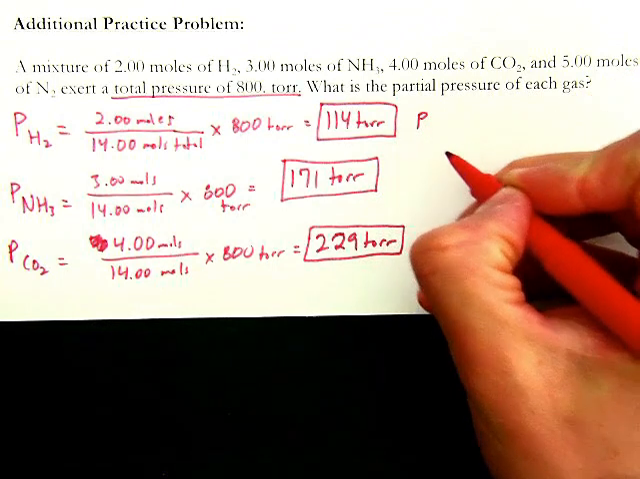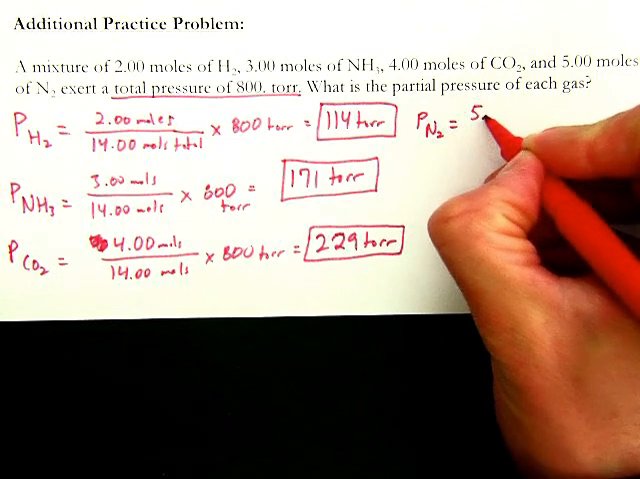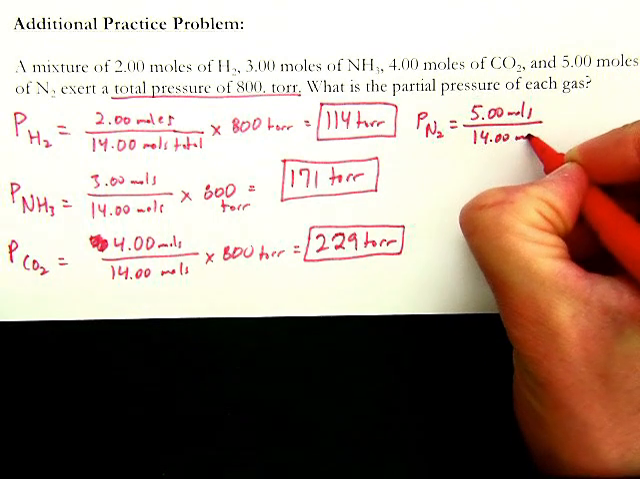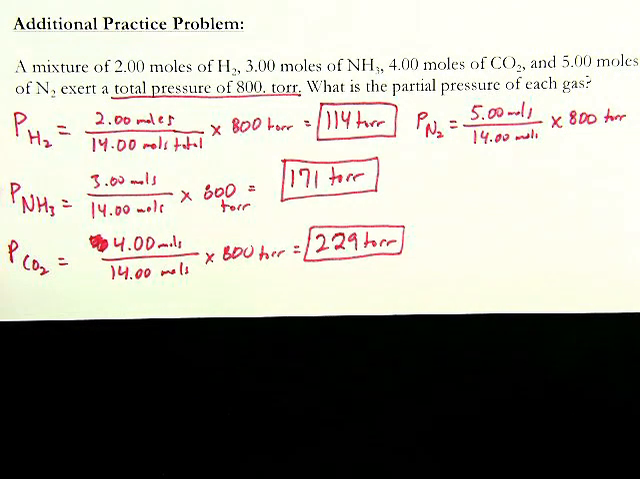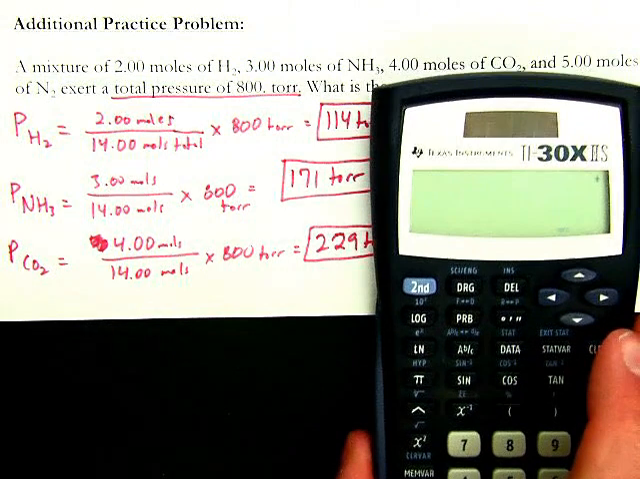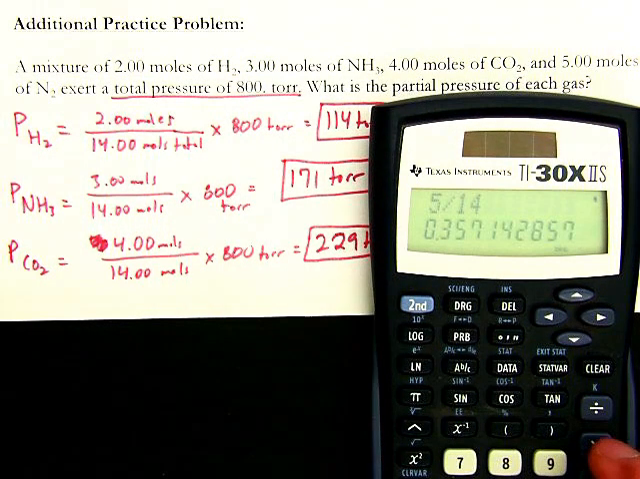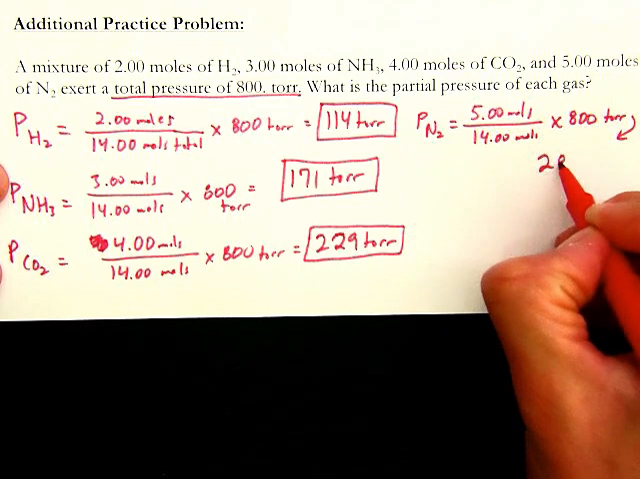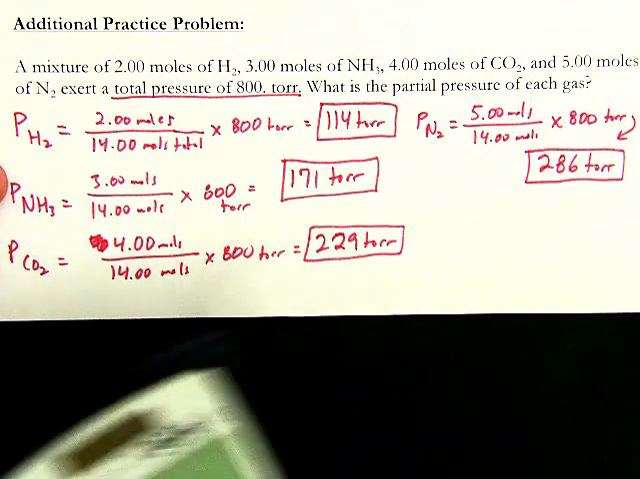Pressure of N2 is 5 moles over 14 moles times 800 torr. So on our calculator here, 5 divided by 14, almost 36%, times 800. Okay, so that is 286 torr. So that's the pressure contributed by each.